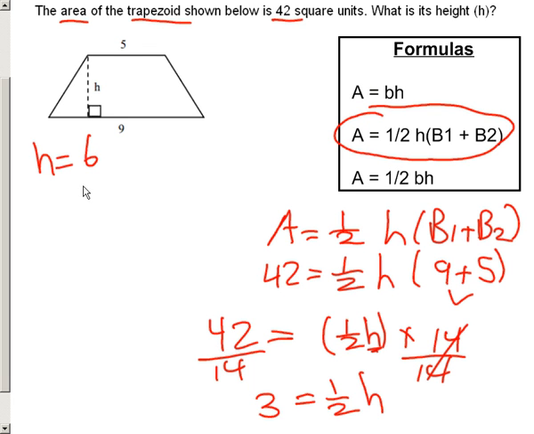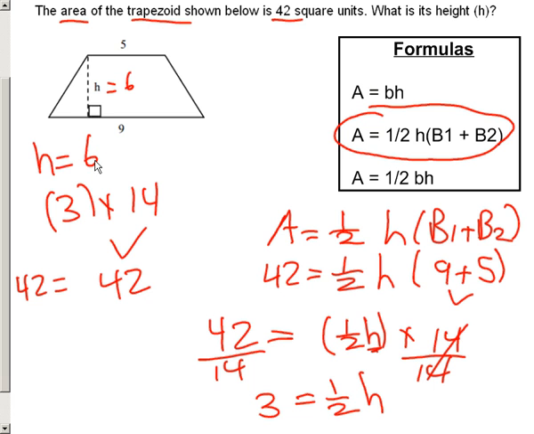Let's substitute and solve and see if that works. If we go back to our original formula, and say that 6 is our height, half of 6 is 3, times, add our two bases, base 1 and base 2, 9 plus 5 is 14. And let's see if 3 times 14 does actually equal our area of 42. If I work that out, it absolutely does. So 42 is equal to 42. So I can see that our height is in fact 6.